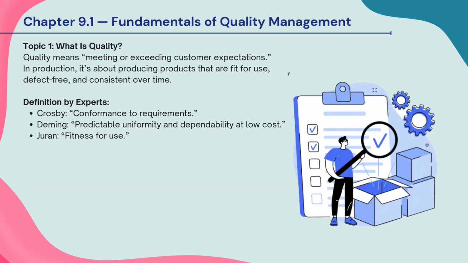This slide defines what quality means in production. Quality simply means meeting or exceeding customer expectations by delivering products that are fit for use, defect-free, and consistent. Experts define quality slightly differently. Crosby focuses on conformance to requirements, Deming emphasizes predictable uniformity at low cost, and Juran highlights fitness for use.